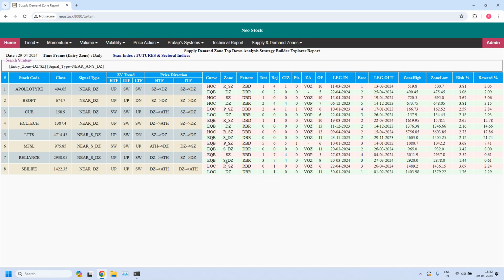And next one is Reliance. Reliance has already been tested 3 times, with 7 rejections from this zone. So you need to check for a fresh fine-tuned 5-minute zone. If it is available, you can plan a trade. Otherwise, the zone might be violated. So we have identified 3 high liquidity daily demand zones from this list. Now let's move on to the next report.